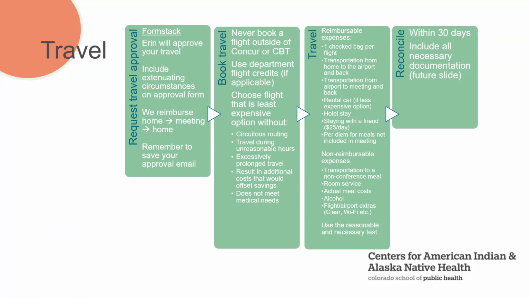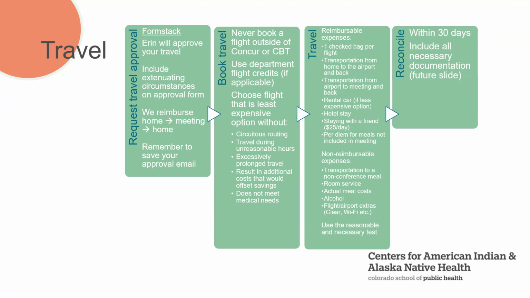So for domestic travel, you'll do that through FormStack. There is a way to do it through Concur, but our department has decided to use FormStack because it is more straightforward for both the submitters and the approvers than it is to use Concur. So what you'll do is go through the travel approval in FormStack, and you want to make sure that you are very detailed there because that's where we need all the information about travel.